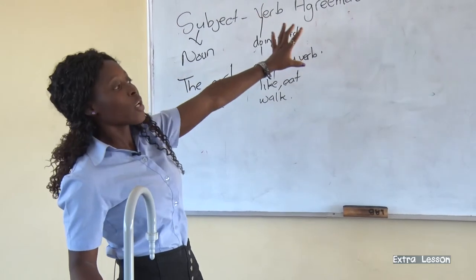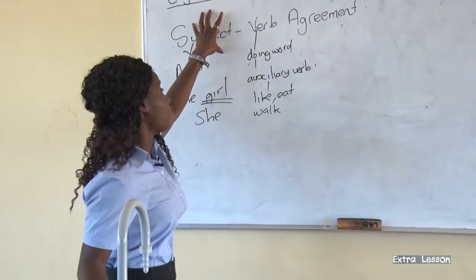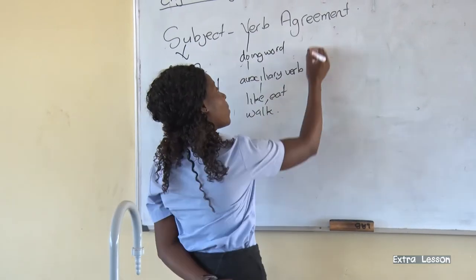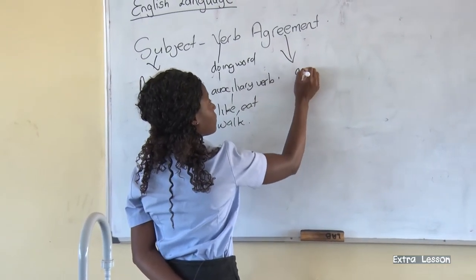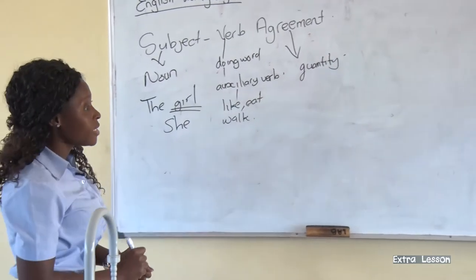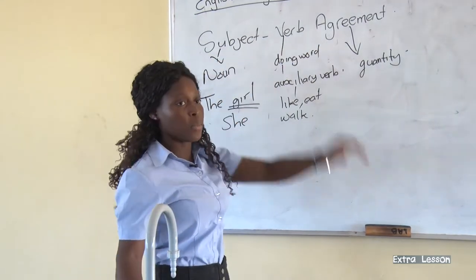I know most learners know what a noun is and they know what a verb is, but they might not understand what we mean when we say there must be an agreement between the verb and the subject. The agreement is when we talk about quantity. The quantity of the subject has to determine the verb.